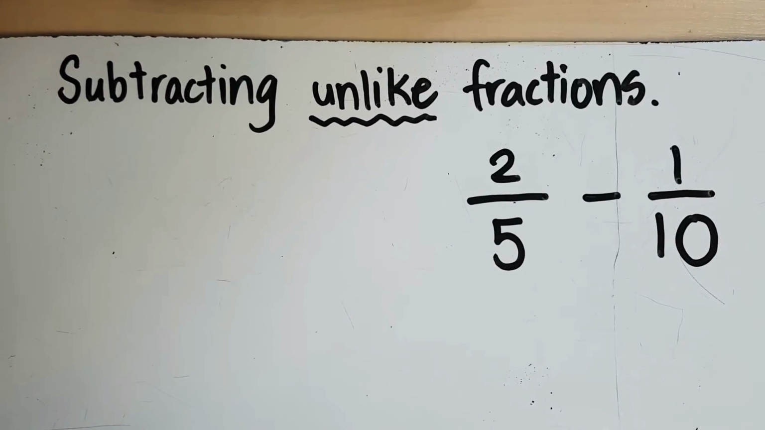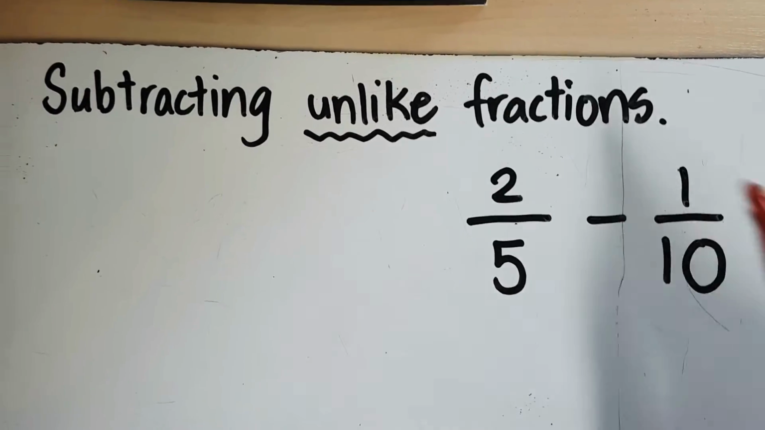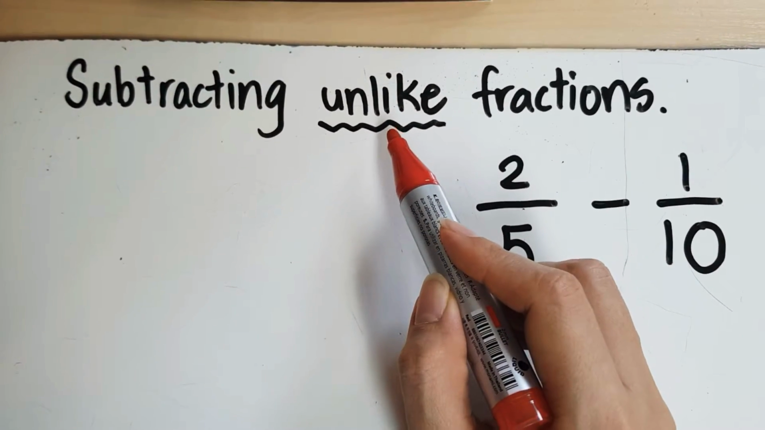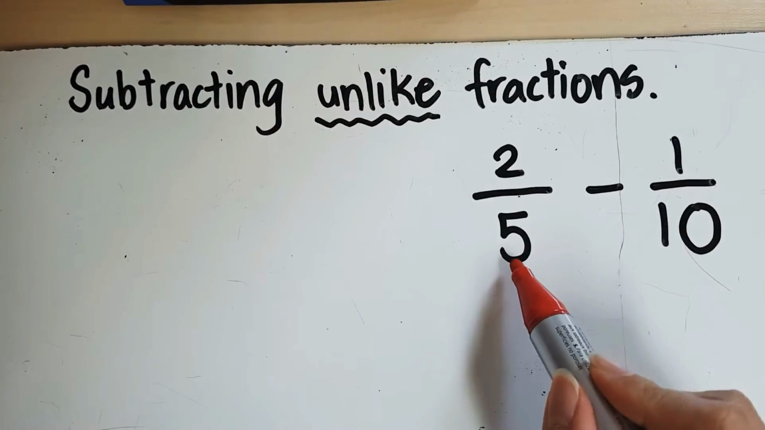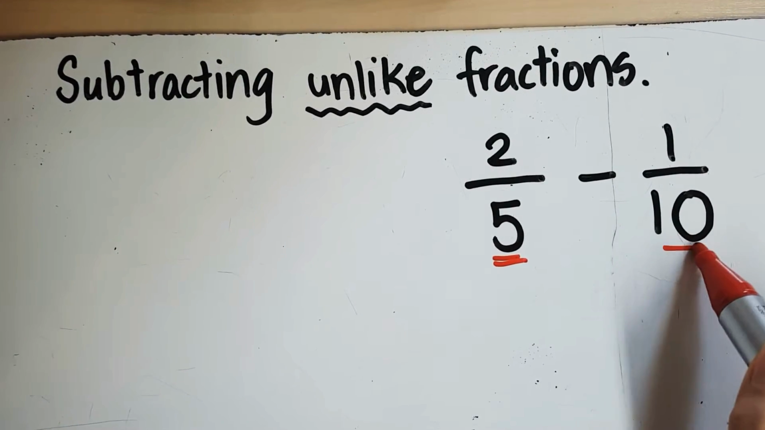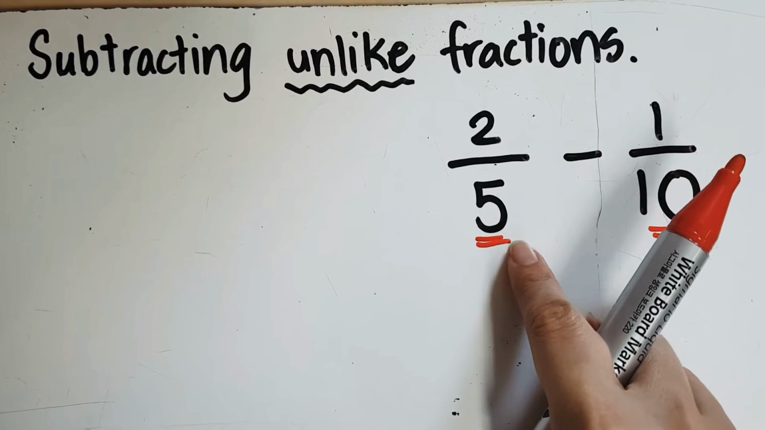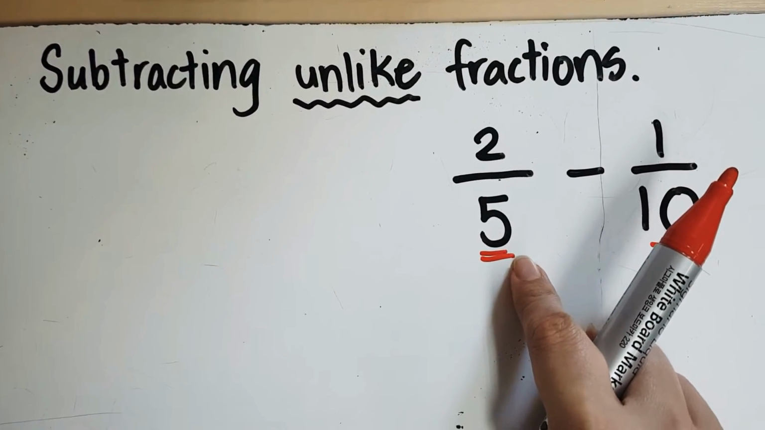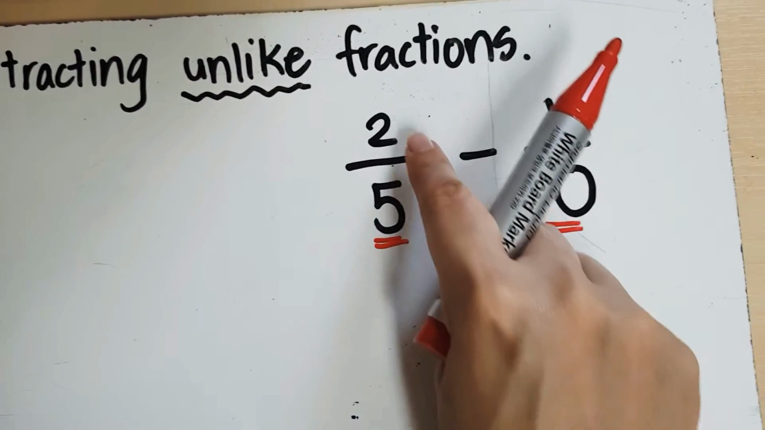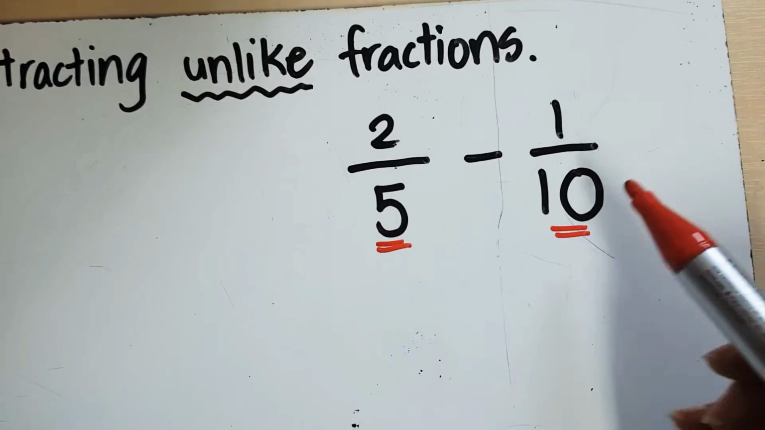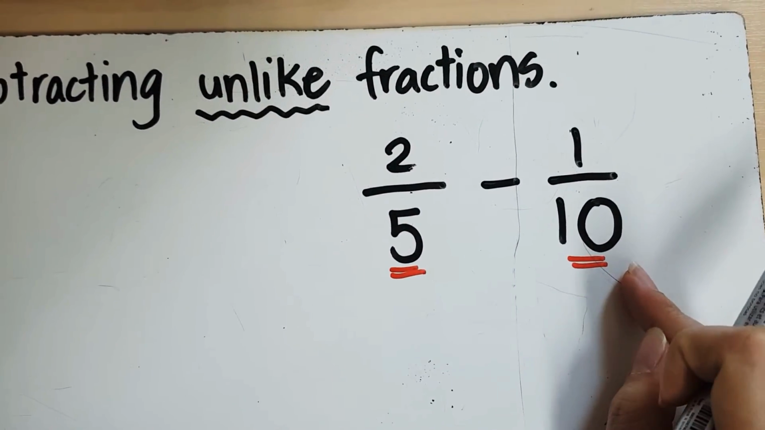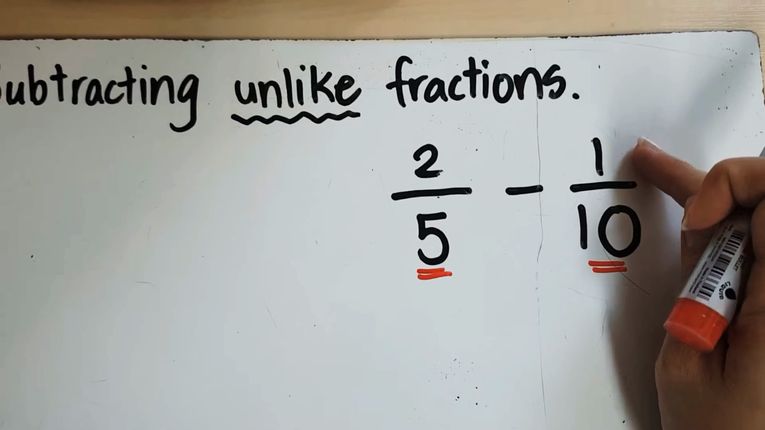Okay, so first of all, when we say we are subtracting unlike fractions, what does the word unlike mean? Unlike fractions mean that the fractions that we are looking at have different denominators. Fifths means that the whole is cut into 5 equal parts, and we are looking at 2 of those parts. Tenth means that the whole is cut into 10 equal parts, and we are looking at 1 of these parts.